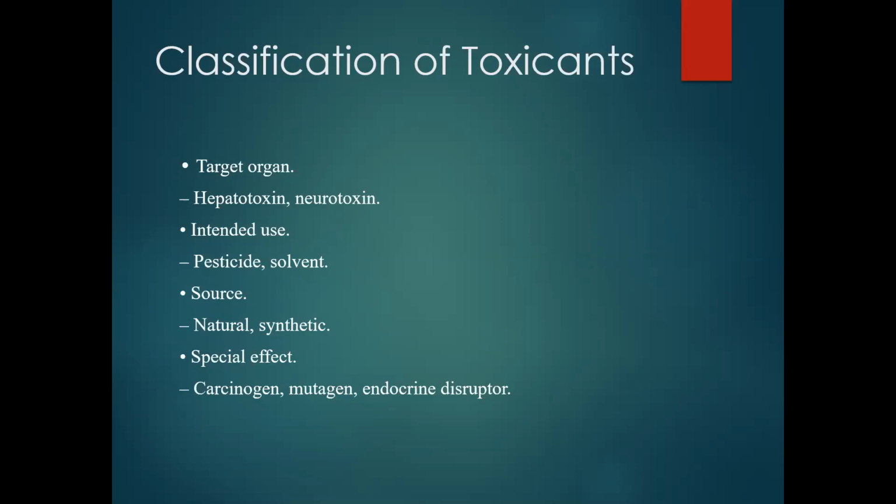Intended use: pesticide or solvent. The source can be either natural or synthetic. It is classified into natural and synthetic. And special effect, for example, carcinogen, mutagen, endocrine disruptor. Carcinogen, as you all know, is any toxic substance that causes cancer. Mutagen, what is a mutagen? It is an agent such as radiation or a chemical substance which causes genetic mutation.